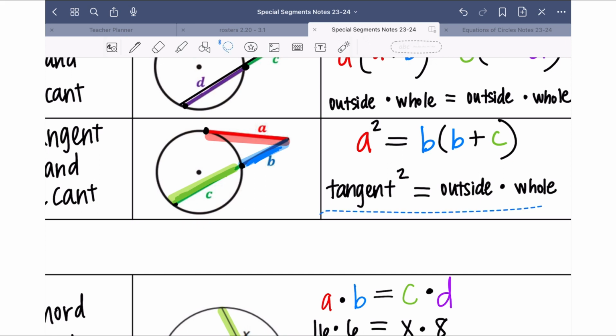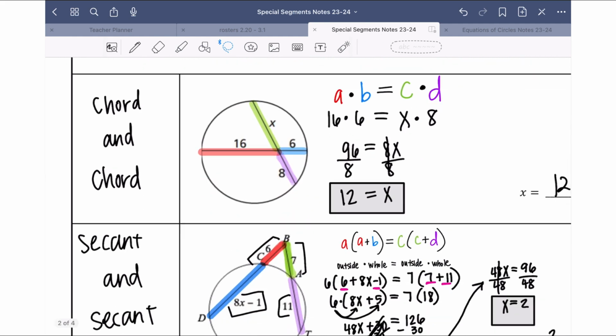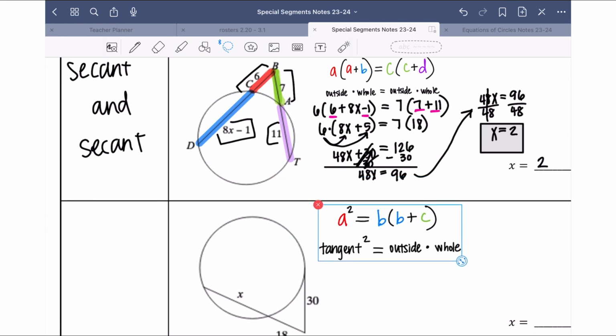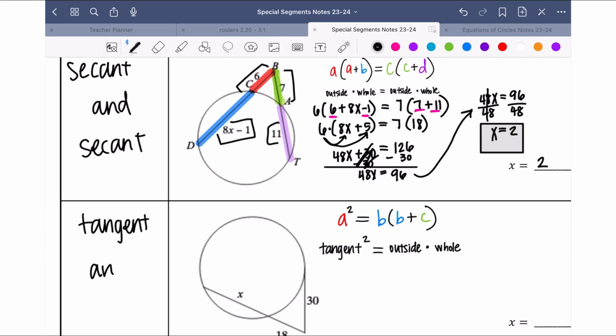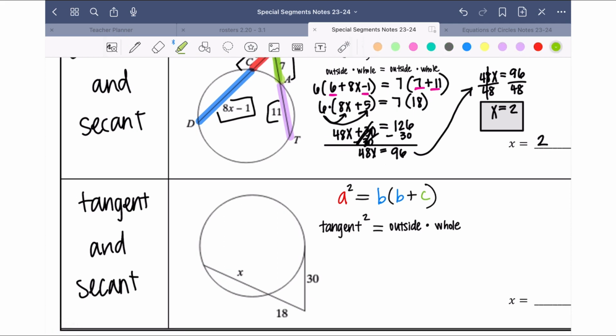All right, I'm going to bring this formula down to our last example in our notes. Down here. And again, this is tangent and secant. I'm going to start highlighting. So my tangent portion is here. It's only touching the circle once. This is the tangent one. My secant is going to have an outside section and an inside section.